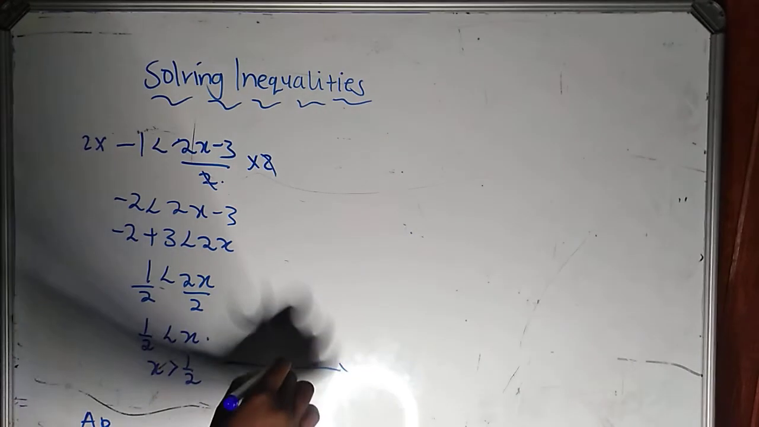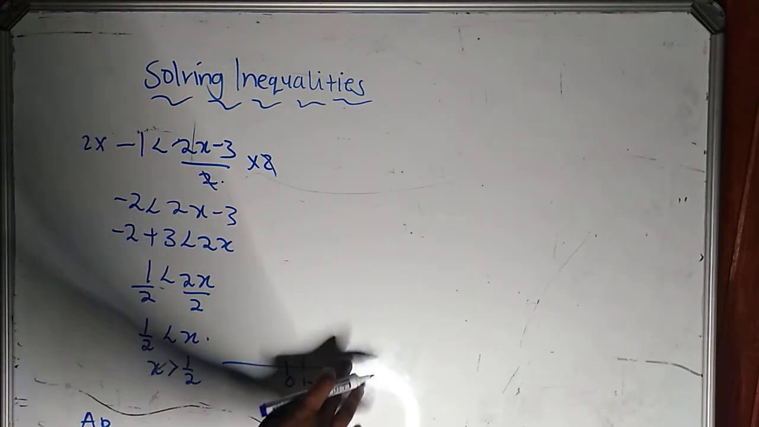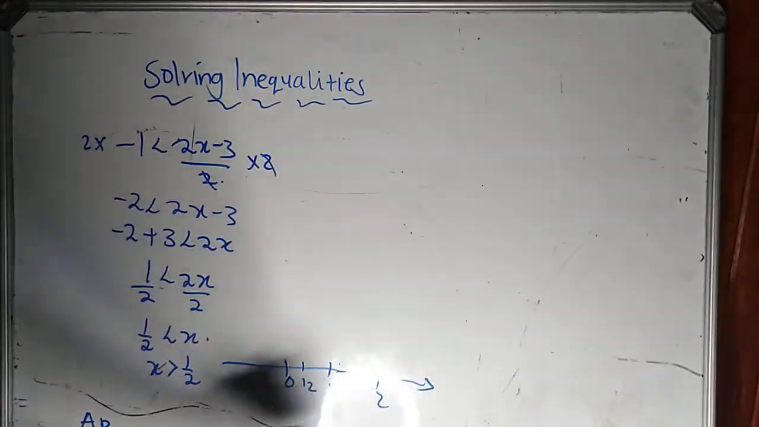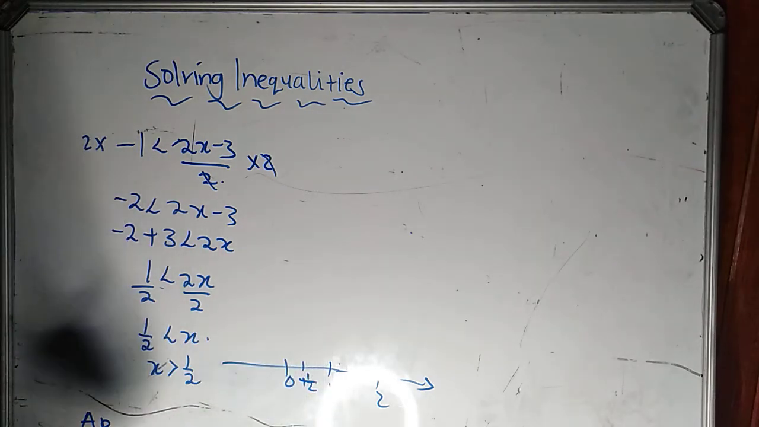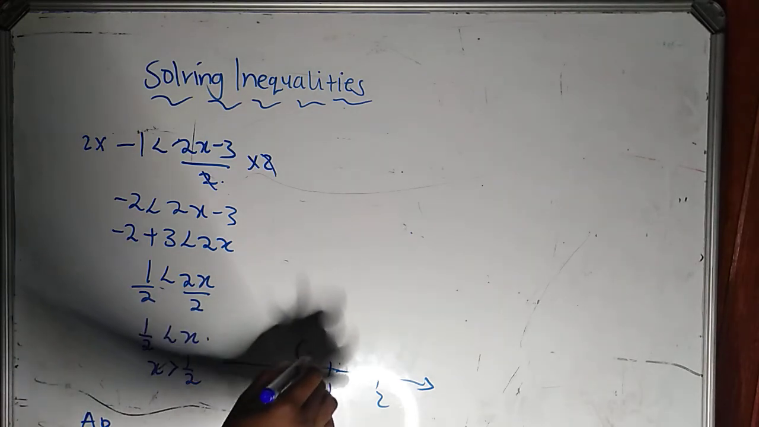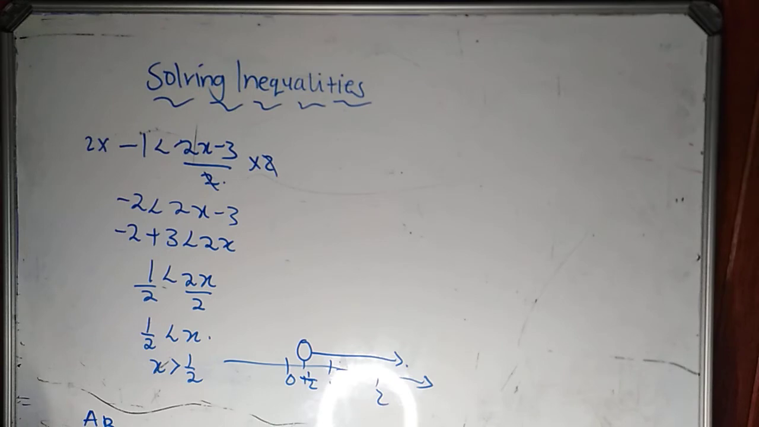Showing this on a number line, this is my 0. I'll put 1 there, so my half will be somewhere there. Let me make this line a bit longer. Then maybe I'll put a 2 there. So if 1 is here, our half will be somewhere there. So we are saying x values are greater than half. Our empty circle going like that. That's where we have our x values greater than half.